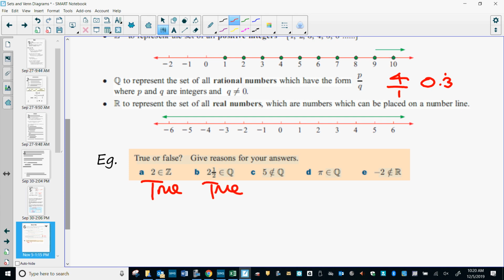What would be an example of something that could have been? Root 2, because that goes on forever after 5. So there are very few numbers that are not rational. What does this say? 5 is not a member of Q. Is that true or false? False, because it can be written as a fraction.